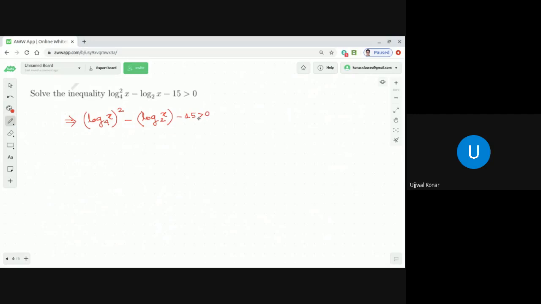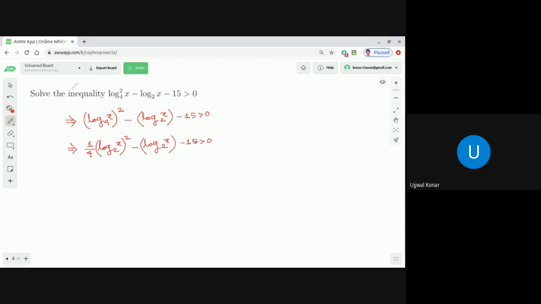Now, dear students, log of x base 4 we can convert to base 2. That is going to become 1 by 4 into log of x base 2 whole square, if you use the property of logarithm. That is 1 by 4 into log of x base 2 whole square, minus log of x base 2, minus 15 is greater than 0.